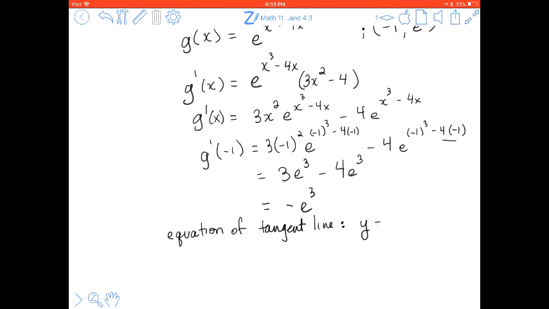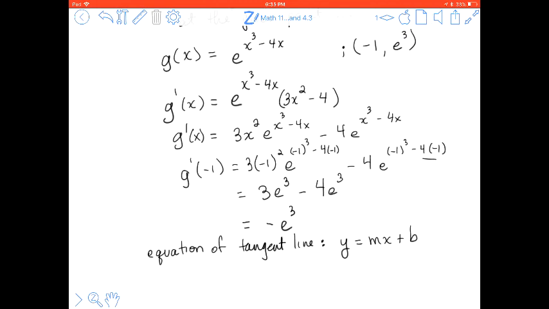and it needs to be of the form y equals mx plus b. Well, the slope that we just found goes in place of m, because that's the slope. And then for an x and a y, we can use the given point. That's the x value and that's the y value. So those can replace the x and the y. So if I plug in all of those values, e to the third from this y value right there equals negative, and that's from this slope value right there, and then times x.